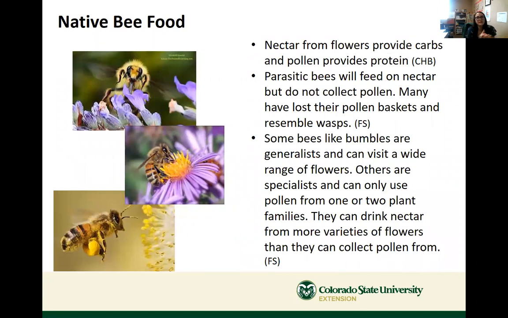So what do bees eat? What's native bee food? Obviously, nectar and pollen. That's what they eat. The nectar provides carbohydrates. That gives them the energy. And pollen provides protein.